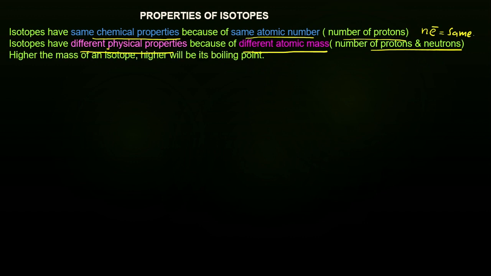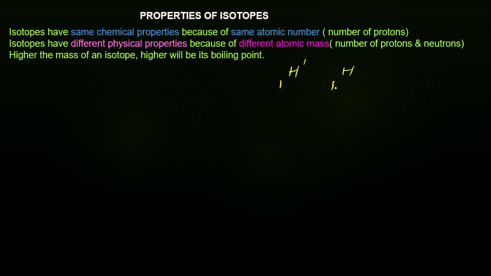Third point is, higher the mass of an isotope, higher will be its boiling point. That's very important. You will be tested for that. If we take example of hydrogen 1H1, 1H2, 1H3, here is the higher mass, its boiling point will be higher.